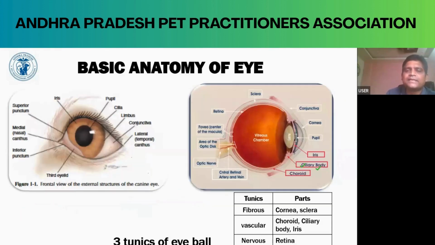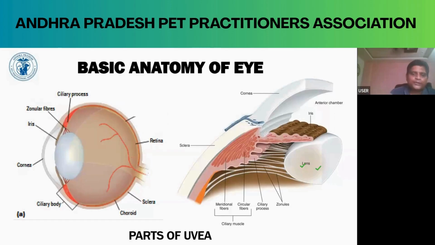Coming to the cornea and the sclera: the cornea is the black portion of the eye, whereas the white portion of the eyeball on the frontal view is the sclera. If you want to examine the cornea with a pen torch, it is always better to examine from an oblique view. Then you can clearly differentiate the corneal surface. Coming to the uvea, most of us don't know what the uvea is. The uvea generally contains the choroid, ciliary body and iris.